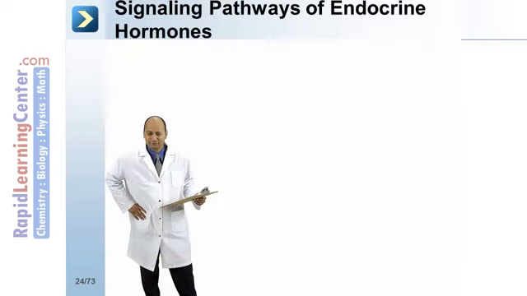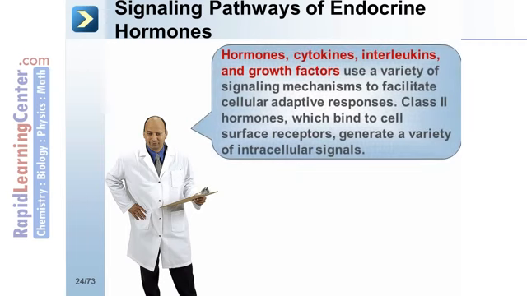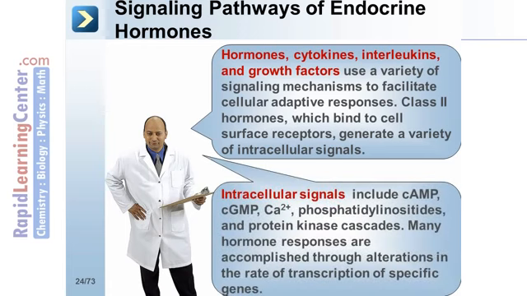Hormones, cytokines, interleukins, and growth factors use a variety of signaling mechanisms to facilitate cellular adaptive responses. Class II hormones, which bind to cell surface receptors, generate a variety of intracellular signals. These include cyclic AMP, cyclic GMP, calcium, phosphatidylinositides, and protein kinase cascades. Many hormone responses are accomplished through alterations in the rate of transcription of specific genes.